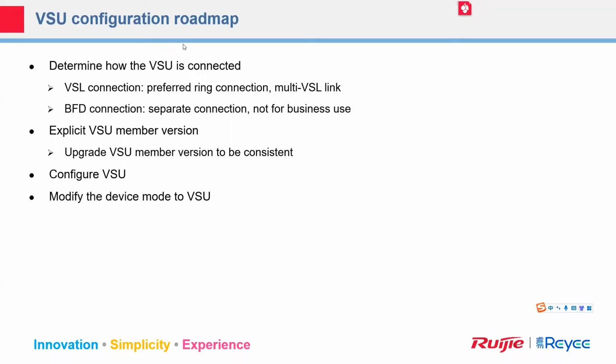And the configuration, let's focus on the configuration. First, we have to detect whether the VSU is connected or not. And we have 2 options. We can use a VSL connection, or maybe we can use BFD to do the detection. And then we have to confirm the VSU member versions. The version should be the same for the software version and the hardware version. Then we can configure the VSU and modify the device mode to become VSU mode.